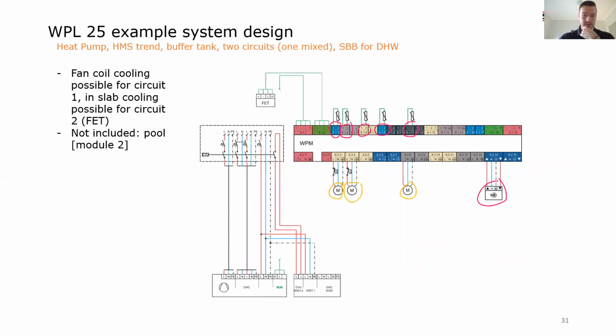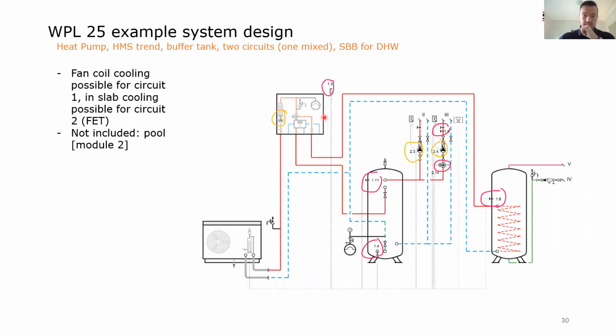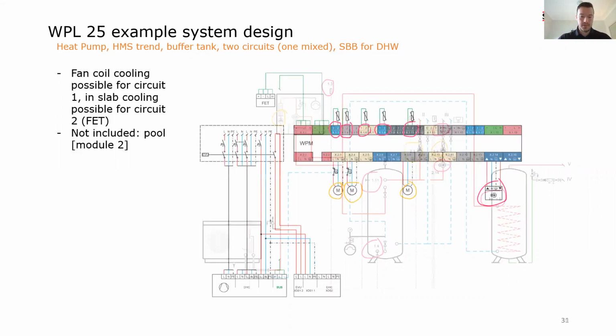Again, this is the equivalent for the WPM and the wiring, the electrical diagram. You see two circuits here connected. You see the buffer charging pump connected here. You see the array of sensors. I'll quickly go back, but outside temperature sensor, top for cooling, bottom for heating, mostly 1.8 is a domestic hot water sensor. And then this second sensor here for the circuit, which might operate on a different temperature. Okay.